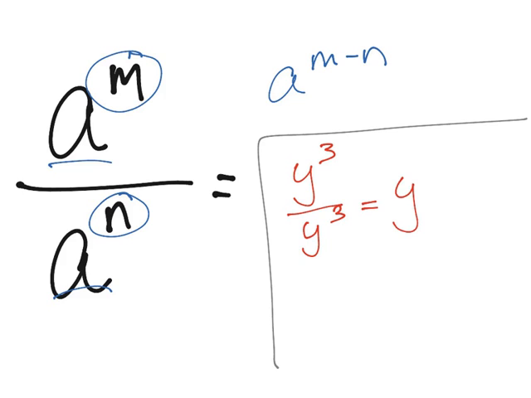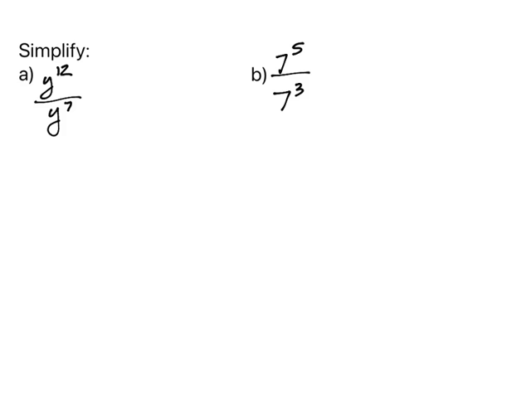Same idea: 3 minus 3 is y to the 0. Well, think about what if I gave you 3 over 3? We know anything over itself is 1. Y to the third over y to the third is anything over itself, which means y to the 0 is the same as 1, which is the same as 3 over 3. So anything to the 0 power is 1. That just comes back to the quotient rule.